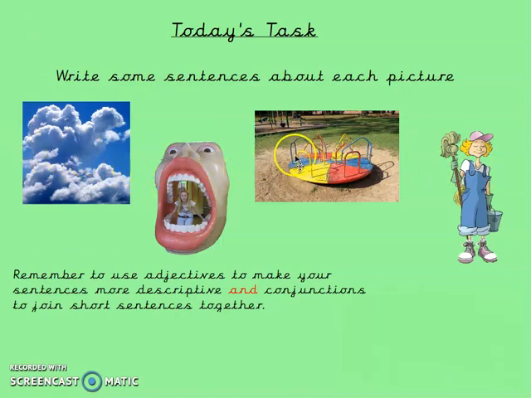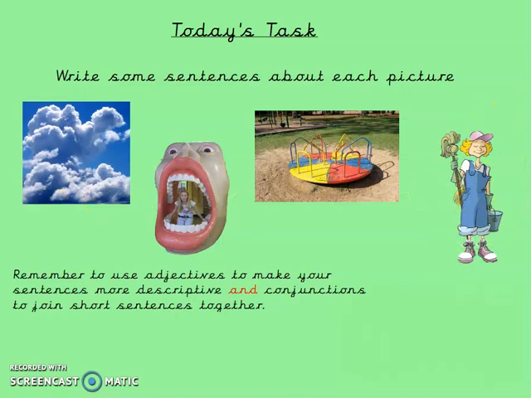Obviously, you need to use the words in the pictures in your sentences because they are practicing your ow sound. So let's have a look at our pictures today. We have some clouds. There's our ow sounding clouds. We have a big mouth. We have a roundabout. There are 2 ows in roundabout. Both of them are the sound we're practicing today. And Miss Oustman.